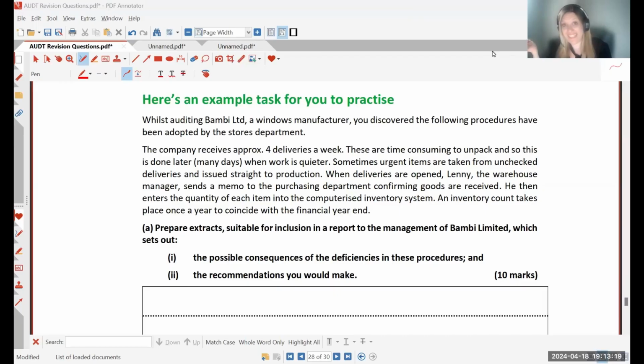Hi, my name's Louise and I'm one of the distance learning tutors here at First Intuition. In this session, we're going to be looking at task 6 from your audit unit.